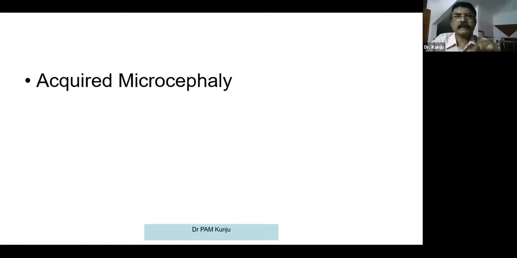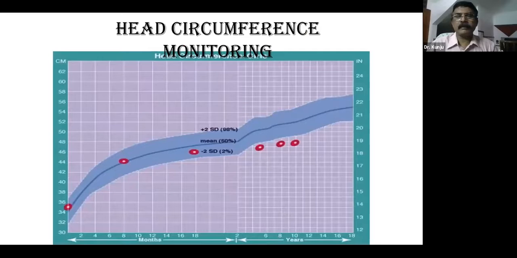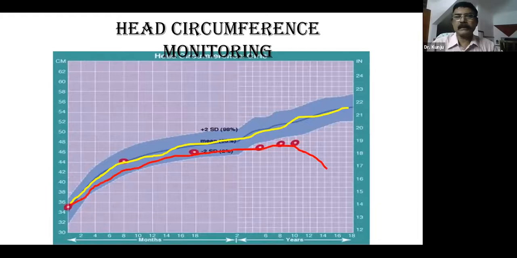Acquired microcephaly, you have to remember, because even though in secondary microcephaly many are acquired, at least remember three conditions as acquired microcephaly. See, acquired microcephaly where you have to do serial head circumference monitoring. Normally the head circumference must go like this. Okay. But suppose the head circumference comes like that. So it comes up initially, but by 6 months it starts arresting and then goes down. So this is an acquired microcephaly.